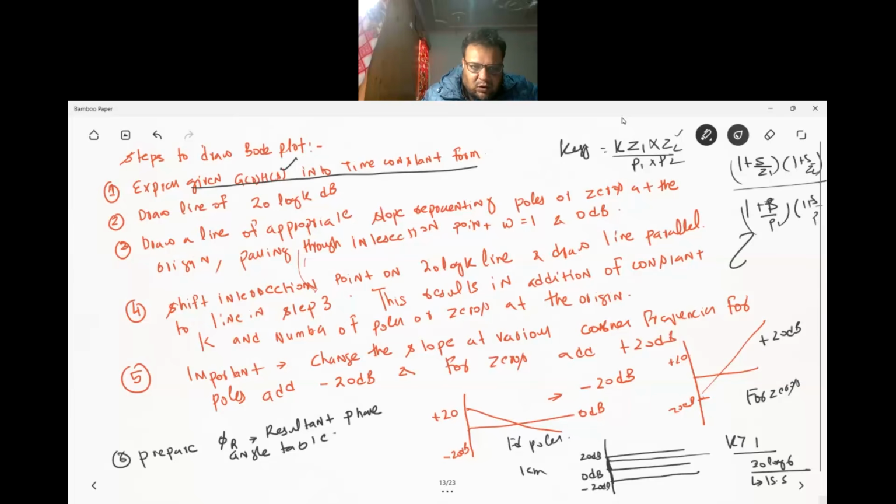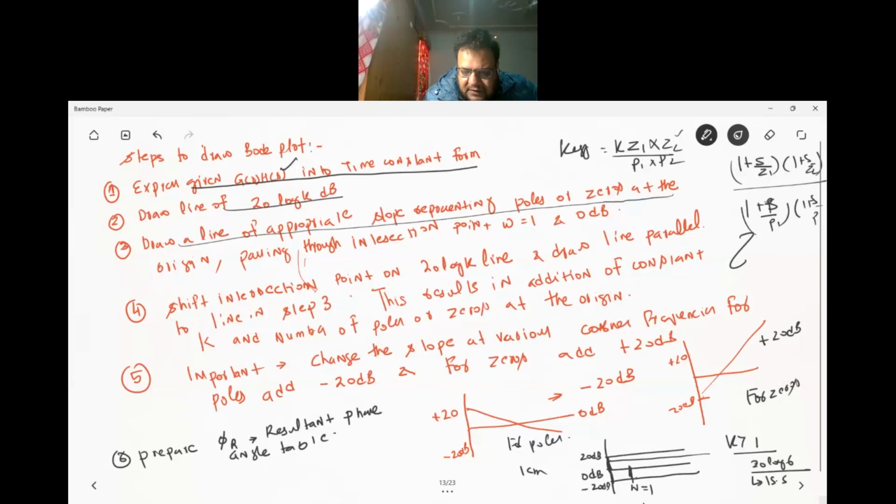Once you have drawn 20 log K, draw a line of appropriate slope, representing poles or zeros at the origin. First we have to see whether we have poles or zeros; normally we have poles. Omega equal to 1 corresponds to 0 dB, and the line intersects here. So draw a line of appropriate slope representing poles or zeros.